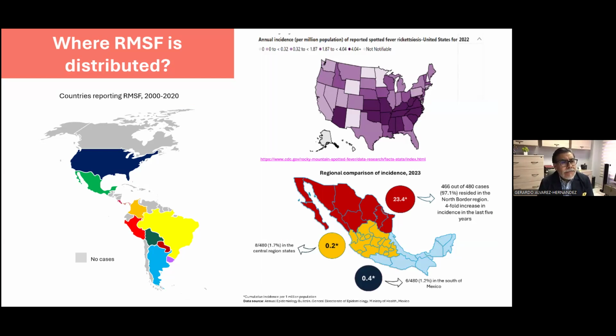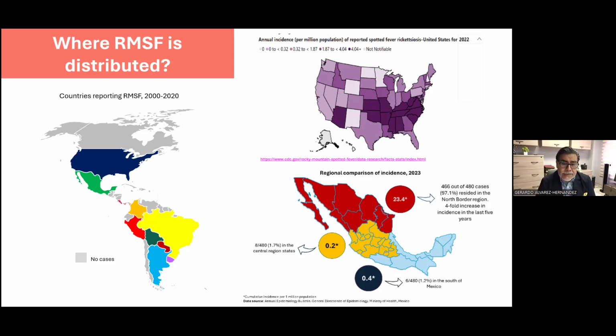As I mentioned, the disease is not known on continents other than the Americas. It's exclusively distributed in the Western Hemisphere, from the US up to the south of the Americas. The three countries with the major burden of the disease are the US, Mexico, and Brazil.